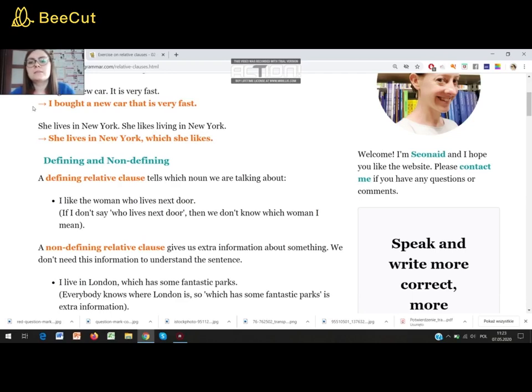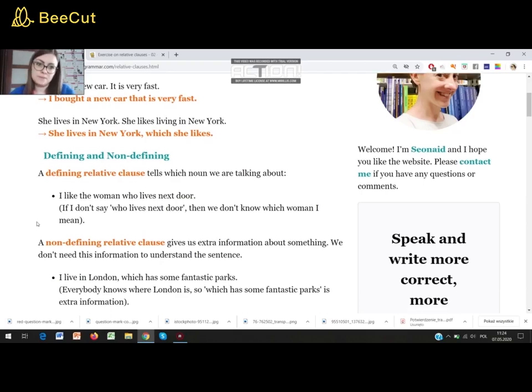And we can divide relative clauses into defining and non-defining ones. So, a defining relative clause tells which noun we are talking about. I like the woman who lives next door. So if I don't say who lives next door, then we don't know which woman I mean, yeah?